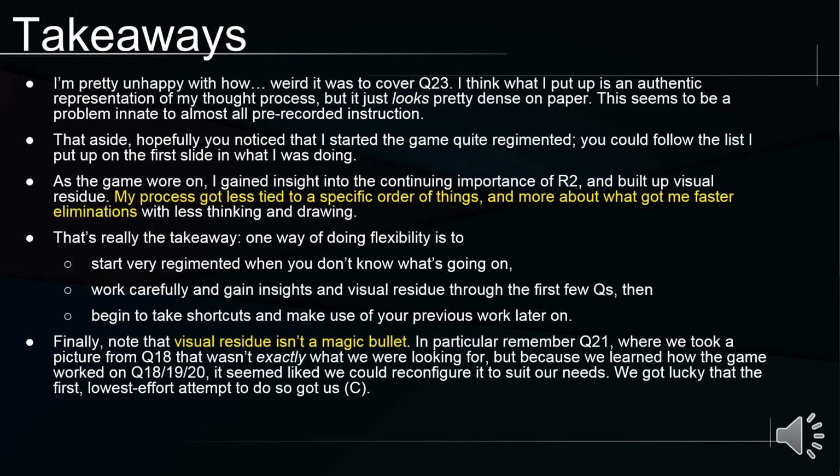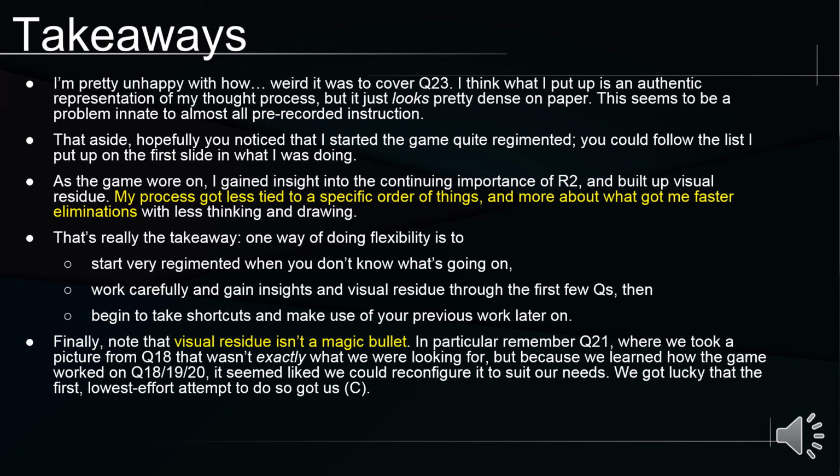And so hopefully what I demonstrated is that you have to be kind of careful, but at the same time, even if a picture doesn't exactly match what you're hoping to have, if you understand how the game works, you can quickly adapt the previous work that you do have to make it work for the next picture. You can be flexible there. So in particular, remember question 21, where we took a picture from question 18 that wasn't exactly what we're looking for. But because we learned how the game worked on questions 18, 19, and 20, by the time we got to 21, it seemed like we can reconfigure the question 18 picture to suit our needs.